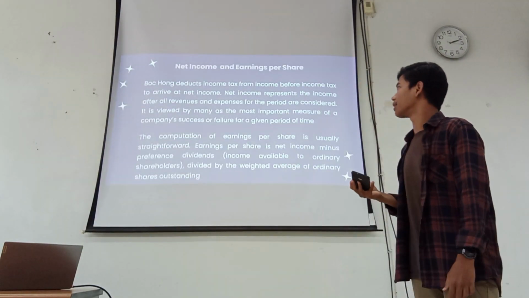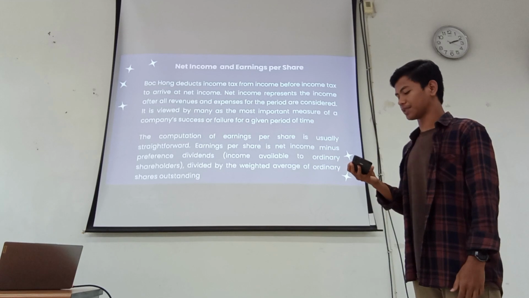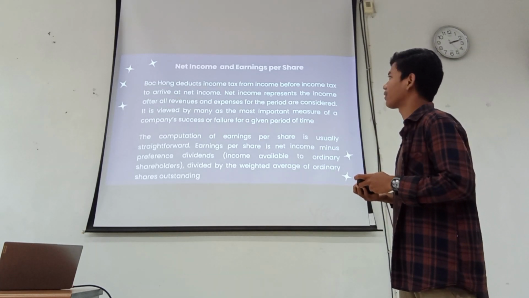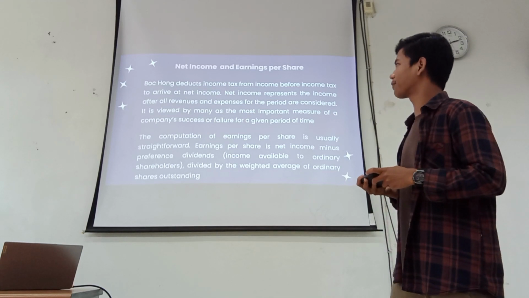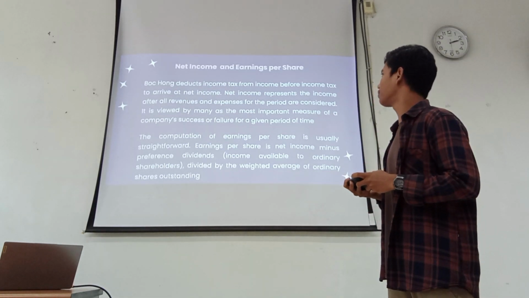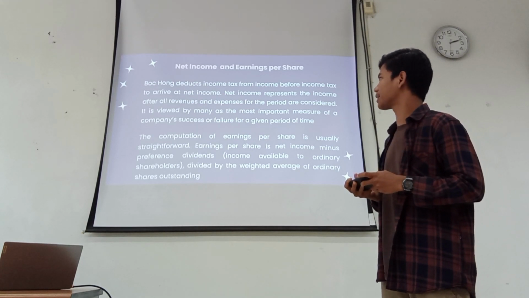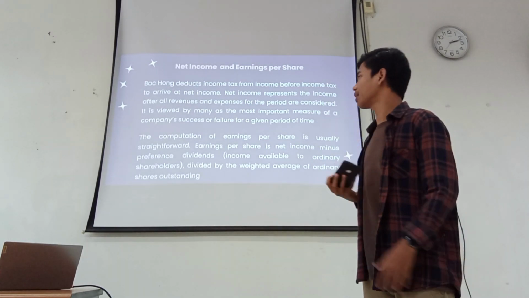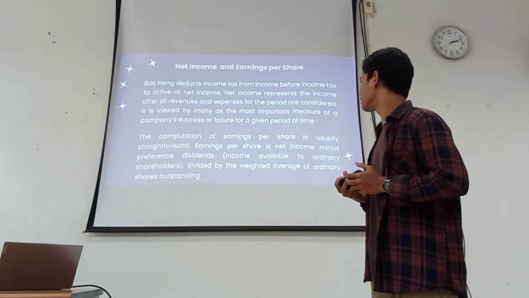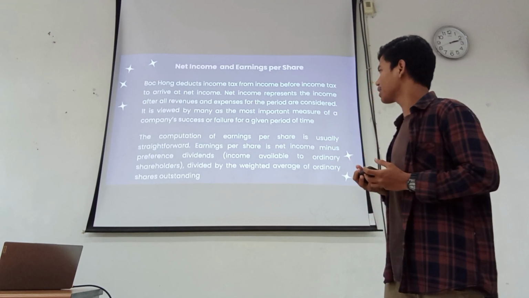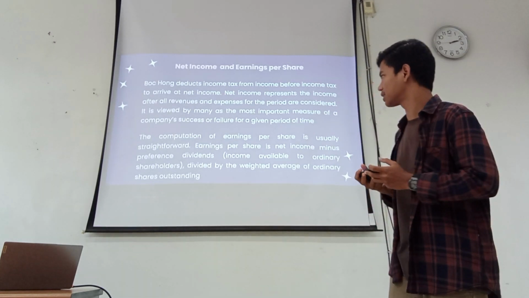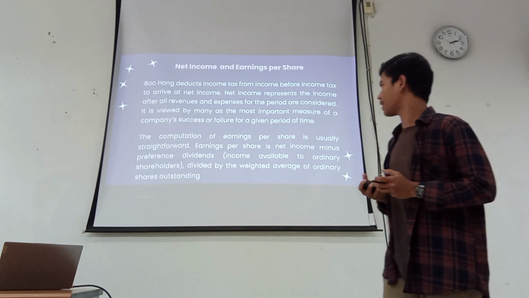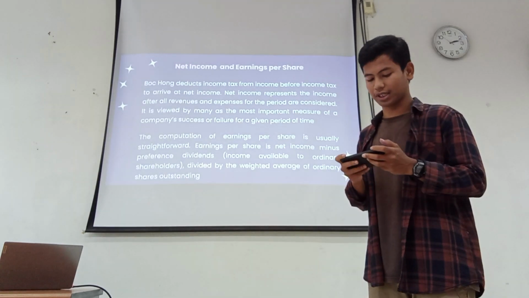And the next are net income and earnings per share. The company deducts income tax from income before income tax to arrive at net income. Net income represents the income after all revenues and expenses for the period are considered. And for earnings per share, the computation is usually straightforward. Earnings per share is net income minus preference dividends, which is the income available to ordinary shareholders, divided by the weighted average number of ordinary shares outstanding.